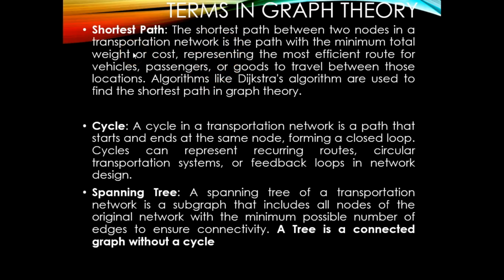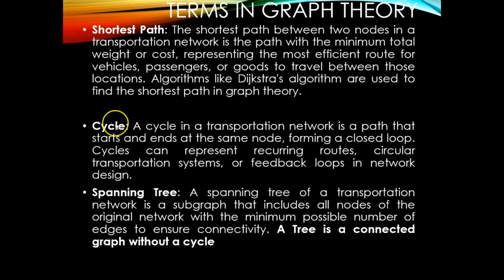Still under the terms in graph theory, we have the shortest path. From the previous example, it is only because we had one path that leads us from point 1 to point 6. There are some examples where we have different paths that can lead us from point 1 to point 6. And in that case, we need to look for the shortest possible path that can get us to that point. And that is where algorithms like Dijkstra's algorithm come into play in this topic, graph theory.